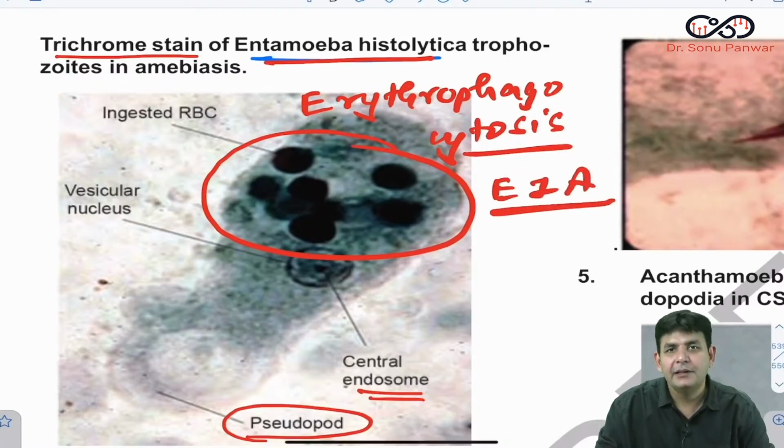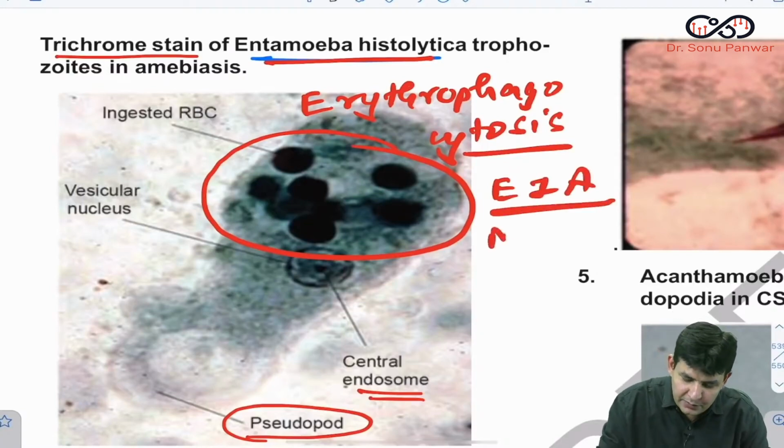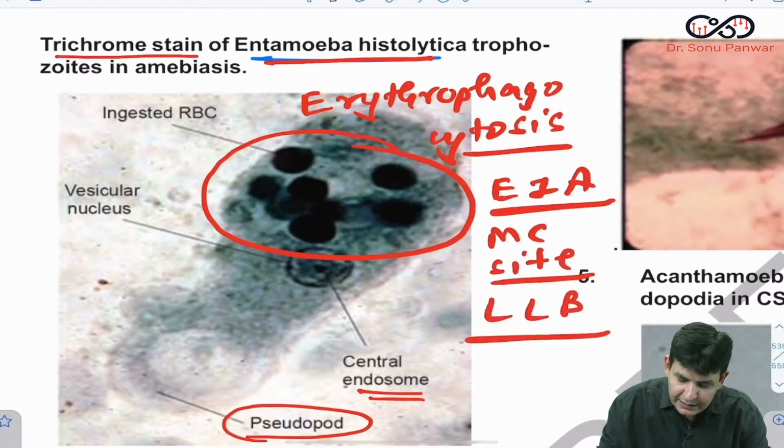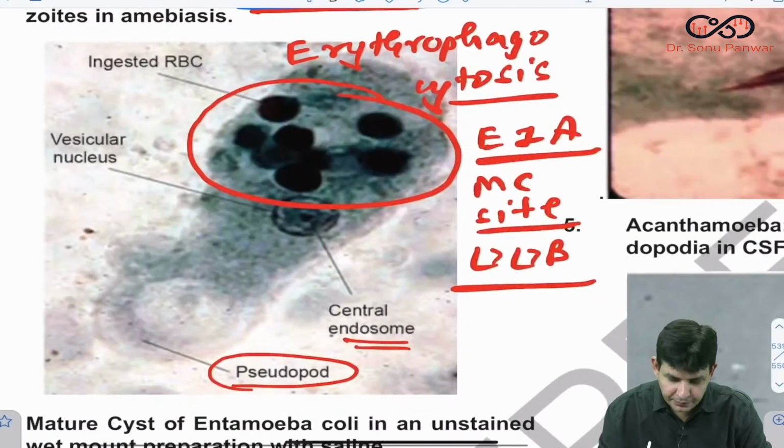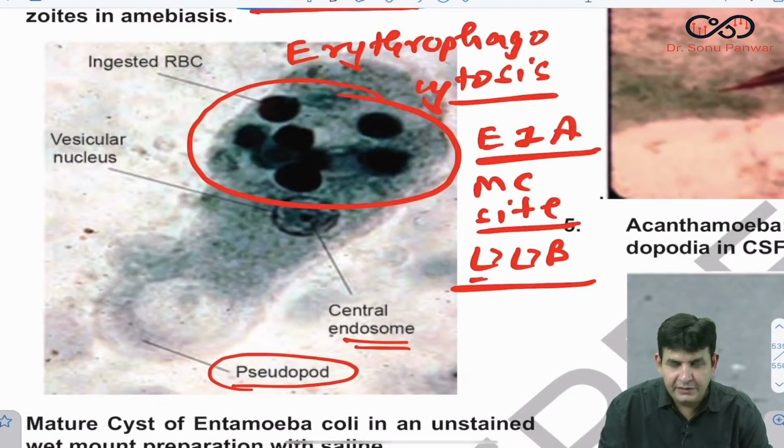What is EIA? That is extraintestinal amoebiasis. And what is the most common site for that, guys? Most common site is liver. And you can remember that by the mnemonic LLB: liver more than lungs, more than brain. Okay. So this is liver, the most common site for EIA.